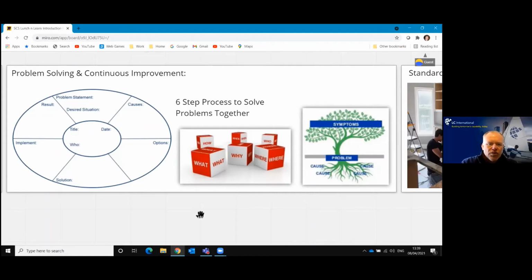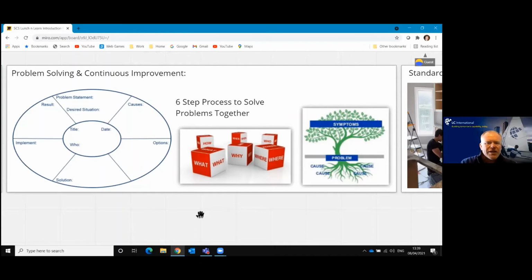And we ensure that we work through these 6 steps and challenge ourselves to ensure that the solution that we implement delivers the results we were expecting. Now, one of the key tools within problem solving is about challenging ourselves. And it's about challenging ourselves with that question of why.